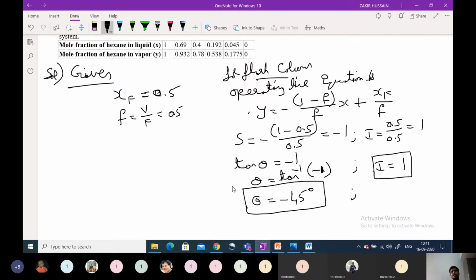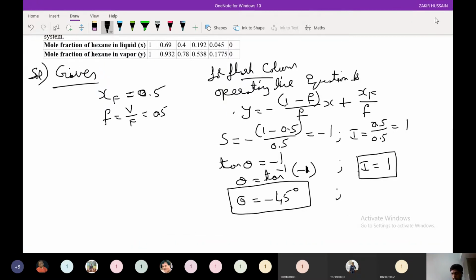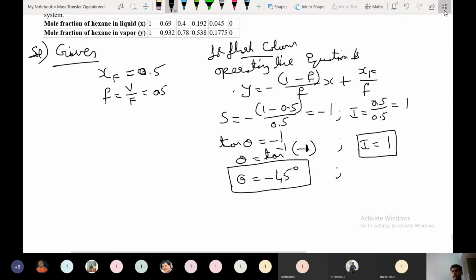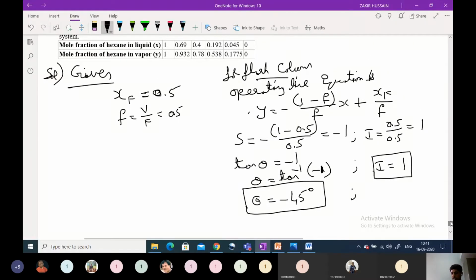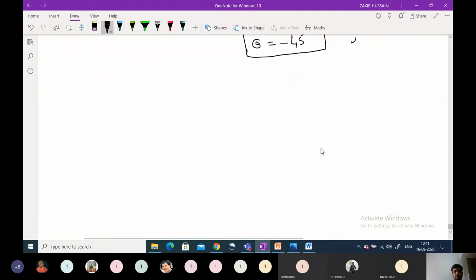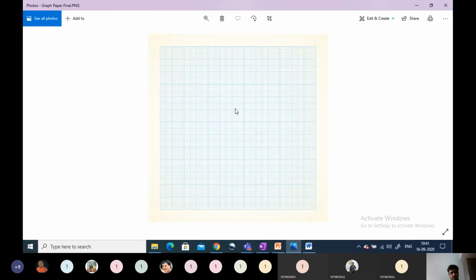Now we have to calculate x and y, the mole fraction of the more volatile component in the vapor and the mole fraction of the more volatile component in the liquid. x and y we have to calculate. So we have to use the graphical approach to calculate that, since they already provided the equilibrium data. So now we are importing the graph paper.